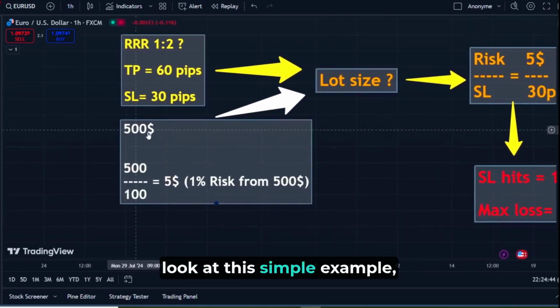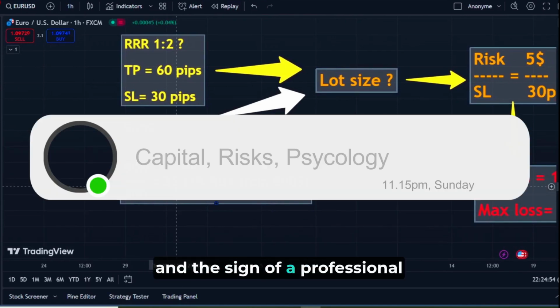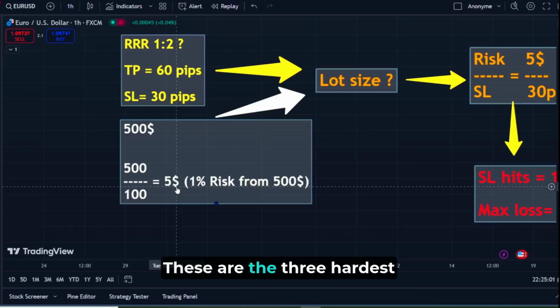Secondly, look at this simple example, because many followers enter trades with large lots relative to their capital, and the sign of a professional trader is knowing how to manage their capital, manage risks, and manage their psychology. These are the 3 hardest things in trading, and the rest is easy in trading. Okay? Look at this example.